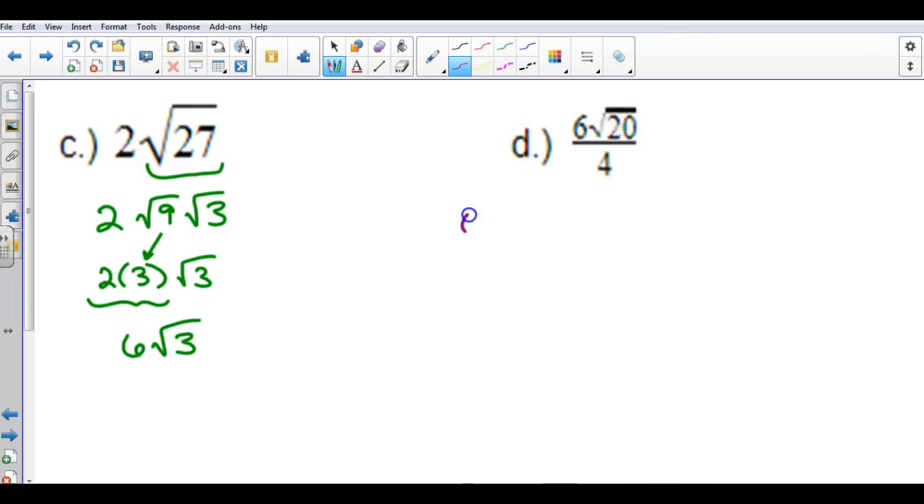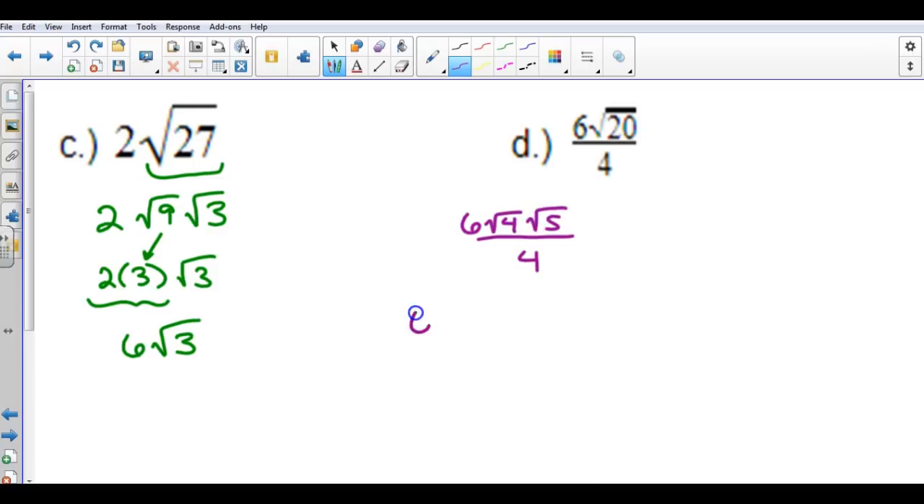And I know that 4 goes into 20 5 times. So I'm going to rewrite this as 6 times the square root of 4 times the square root of 5, all over 4. So I'm bringing the 6 and the 4 down, and I knew that 20 could break up into 4 times 5.